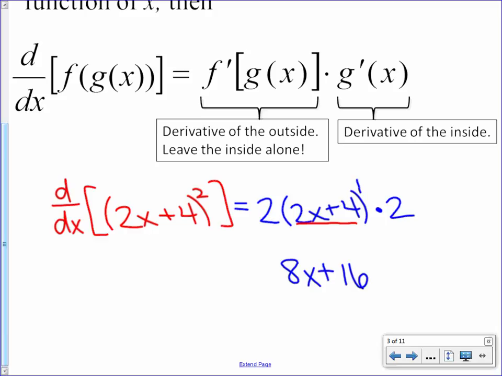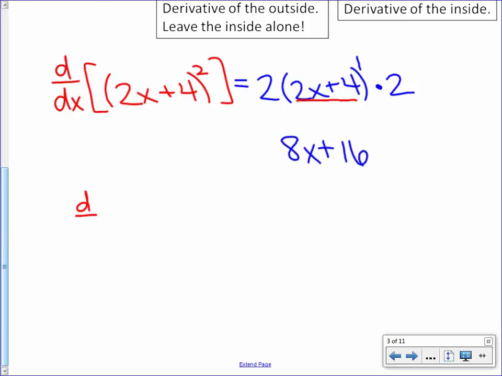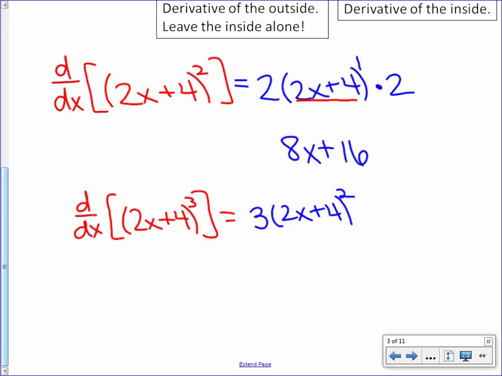Yes, Jim. If it was cubed, would it be three for that, then to the second? Okay, so let's ask a question. If I asked you to take the derivative of 2x plus 4 cubed, then our outer function is x cubed, so we would do the power rule, times the derivative of the inside, which would be 2. You don't want to multiply 2x plus 4 to the third power out, right?